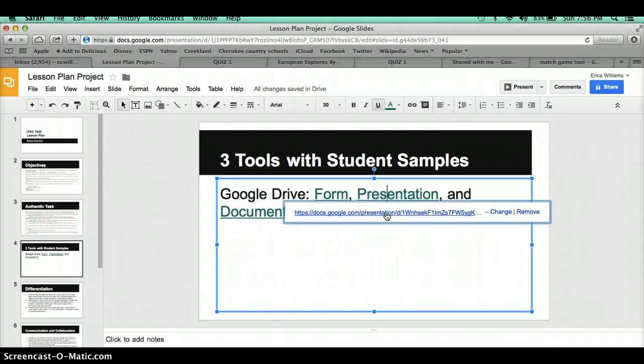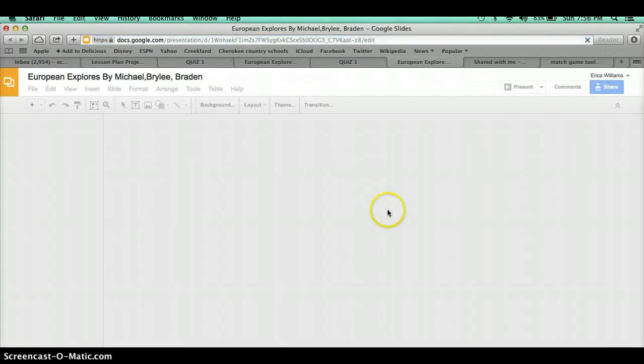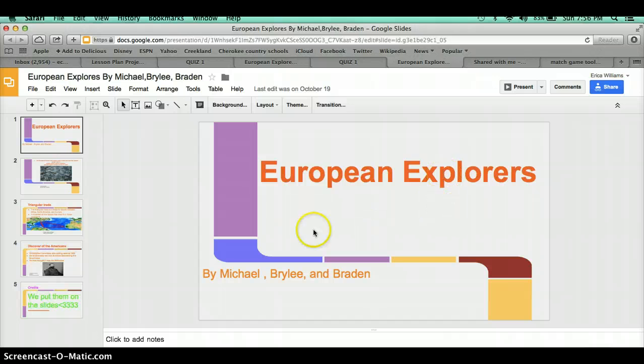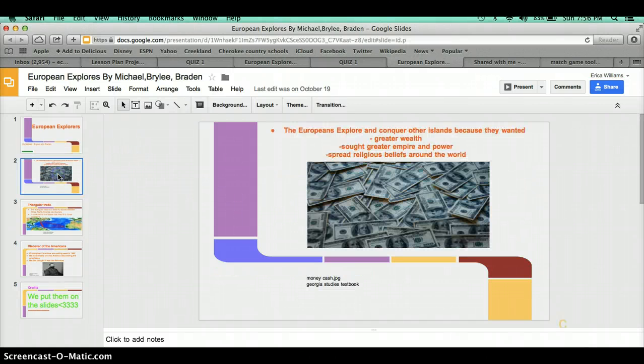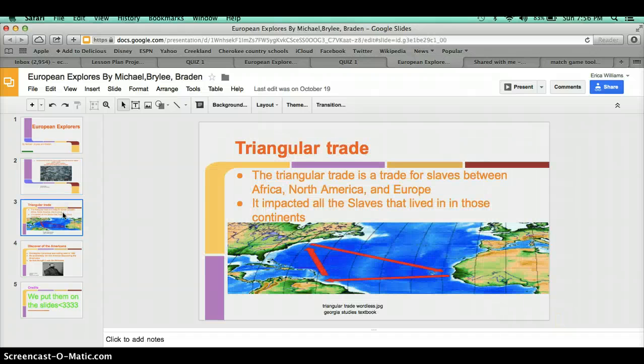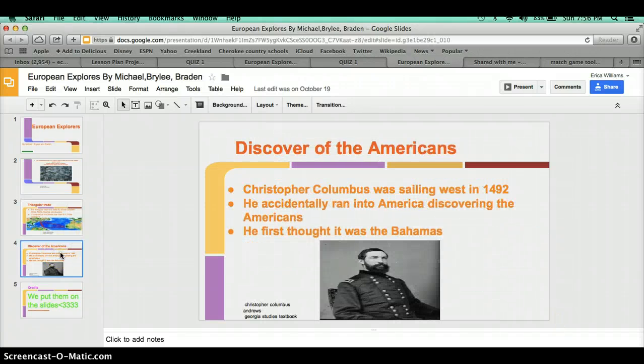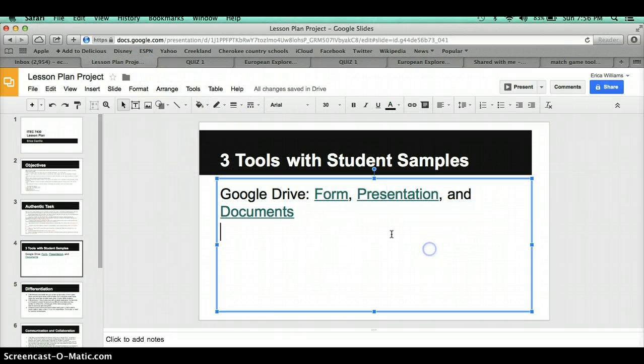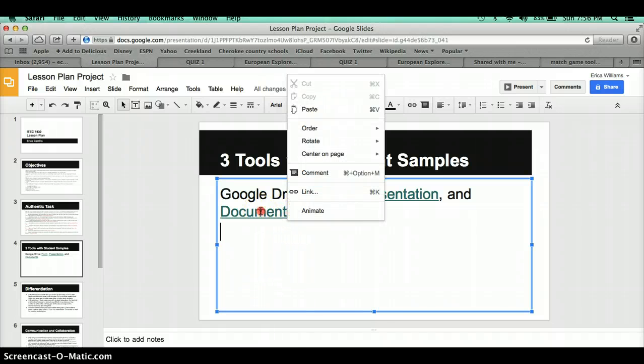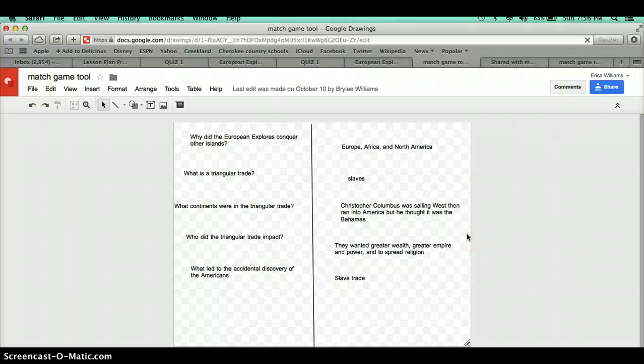They had to create a presentation. This particular group had a simple topic. Theirs was just on the European trade, the triangular trade, the slave trade, and the discovery of the Americas. That was their particular topic they had to cover. Then they had to create some type of matching tool or some type of study tool for the class.